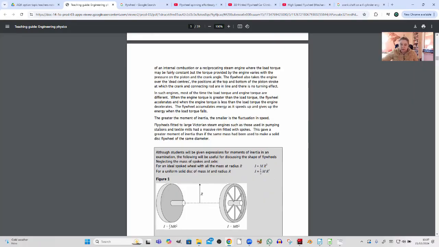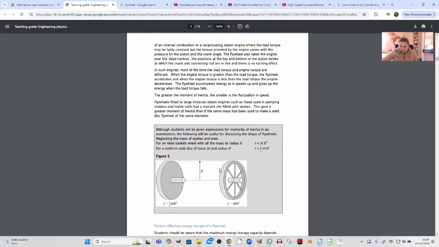It says the greater the moment of inertia, the smaller the fluctuation in speed. So it's like having more mass. It makes it easier to keep the thing going. And this is now a comparison of different flywheels.